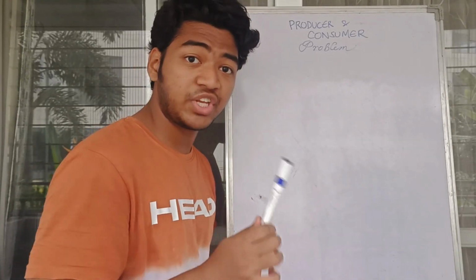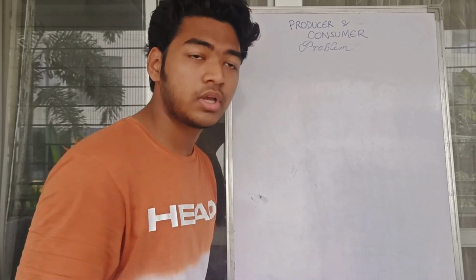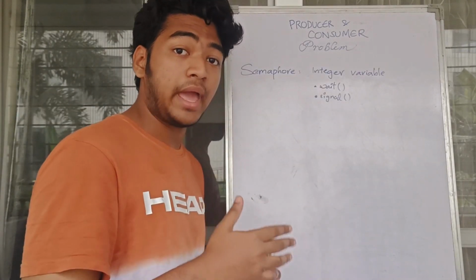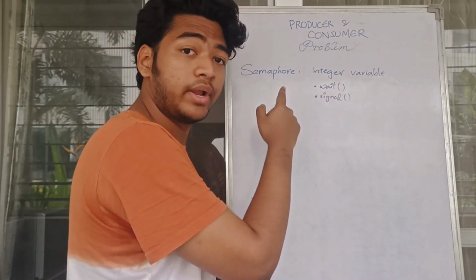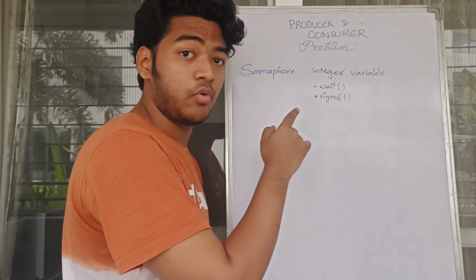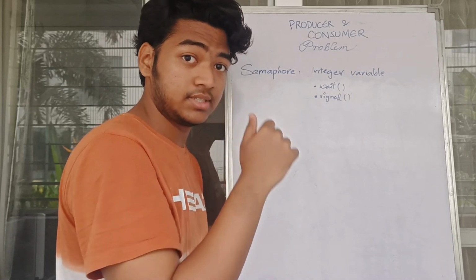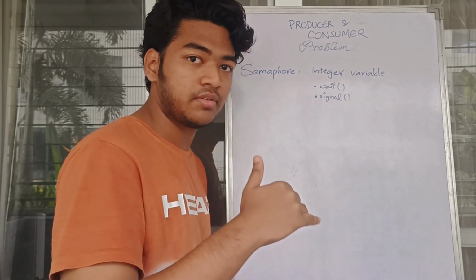To solve this problem, we need to use semaphores. And what is a semaphore? A semaphore is an integer variable which can be accessed only through two standard operations, which are wait and signal. What wait does is it decrements the value of the semaphore by 1. And what signal does, it does the opposite. It just increments the value by 1.